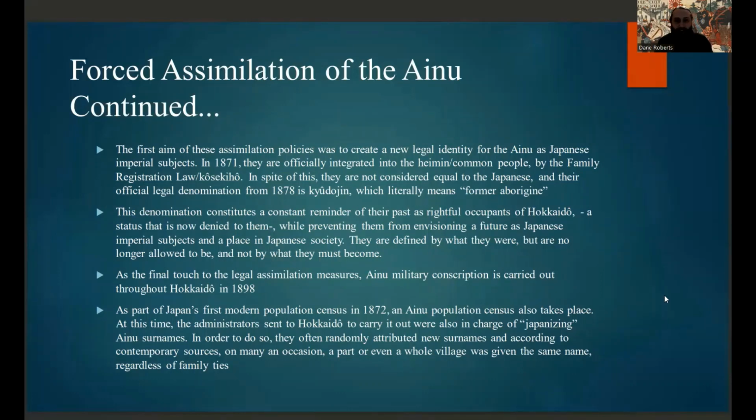As a final touch to this legal assimilation, Ainu were also forced into the Military Conscription Act in 1898. As part of Japan's first modern population census in 1872, the Ainu population census also takes place at this time. Administrators are sent to Hokkaido to carry it out and begin giving out, and forcibly giving out, for that matter, Japanese surnames to the Ainu. And they're randomly given these names according to contemporary sources, sometimes ending with a whole village being given the same name, regardless of family ties.